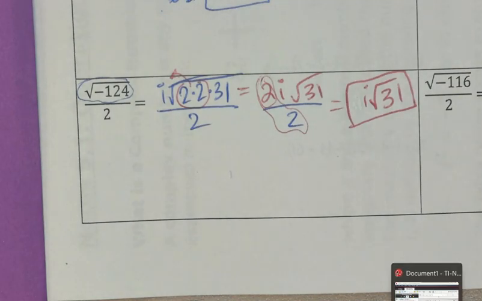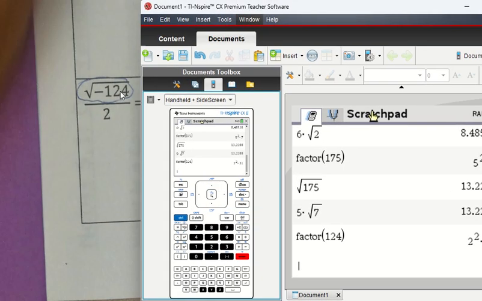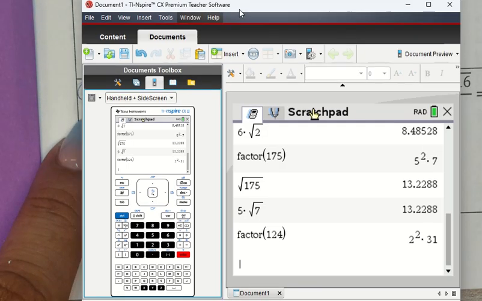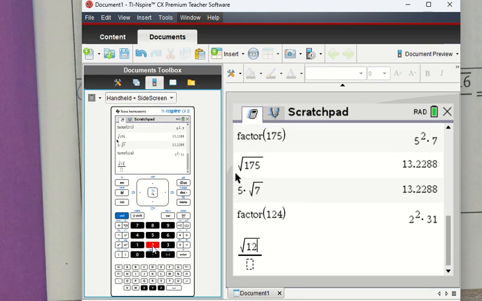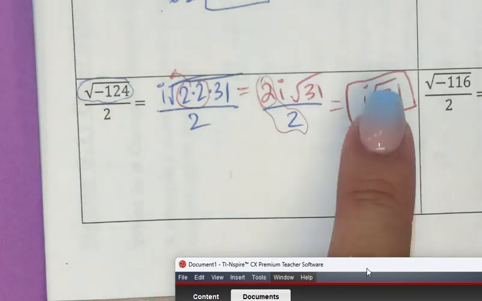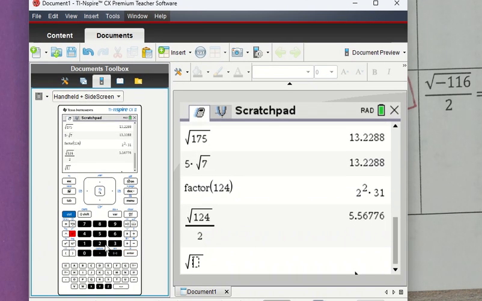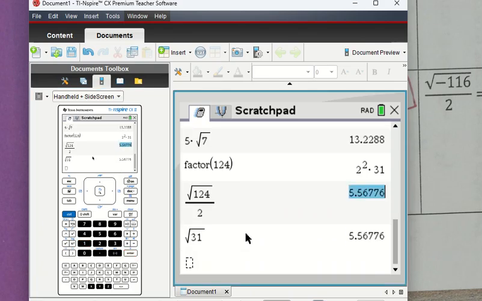If you're going to check in the calculator that this is correct, you would again ignore the negative that's right there and just type square root of 124 divided by 2. And then that decimal should be the same decimal as us typing this without the i. So we're just going to type square root of 31. Okay, notice it's the same decimal, and therefore these are the same value.